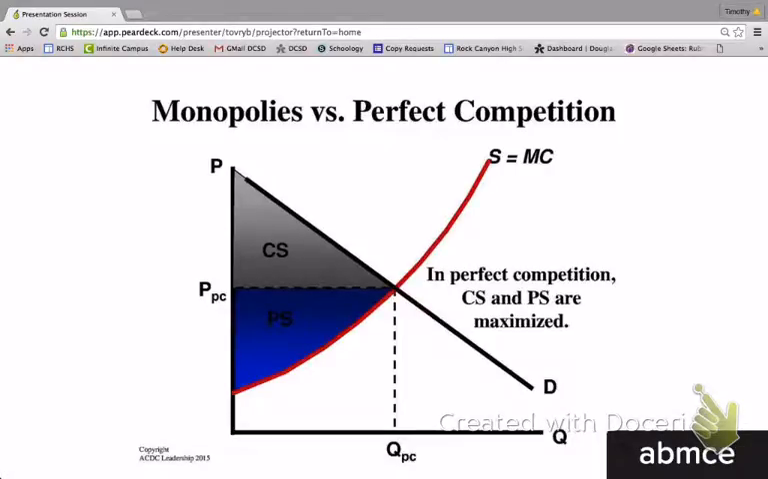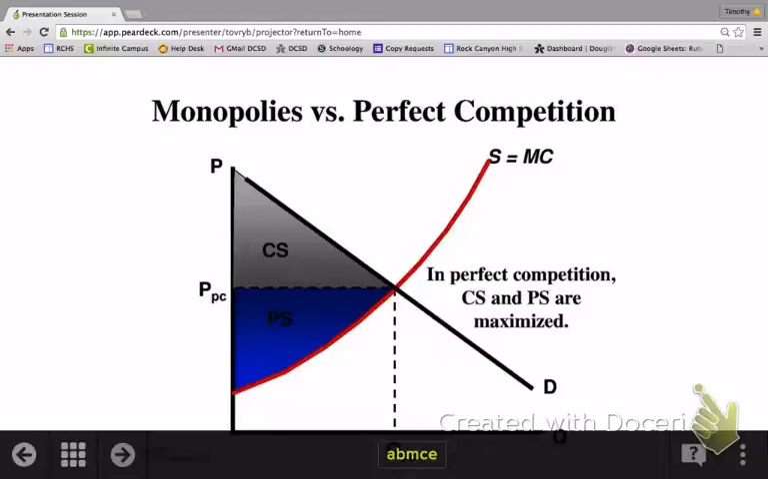Here's a comparison in terms of consumer and producer surplus of monopolies with perfect competition. You can see in perfect competition, consumer surplus and producer surplus are maximized. Every buyer can find a seller at the market price, and every seller can find a buyer at the market price. And so consumer and producer surplus and total surplus are maximized under perfect competition.